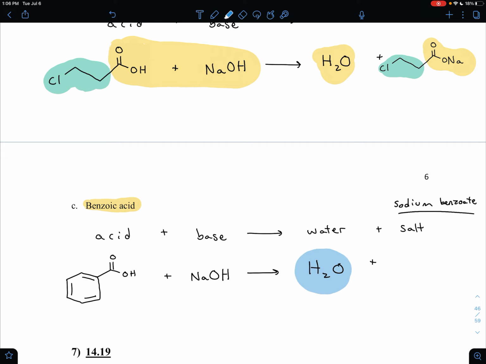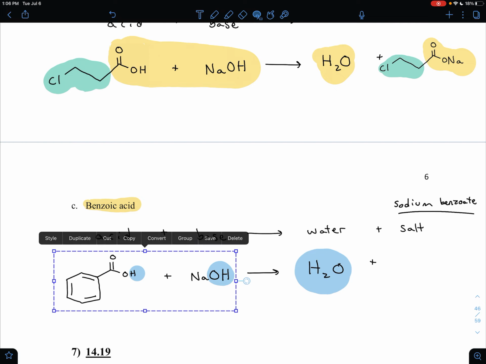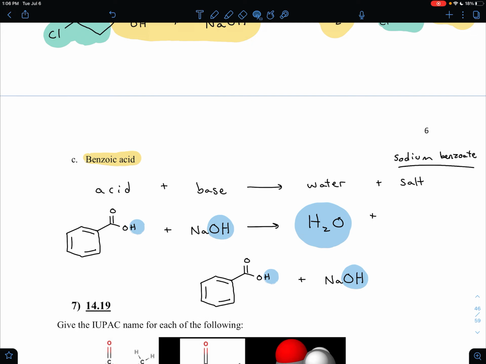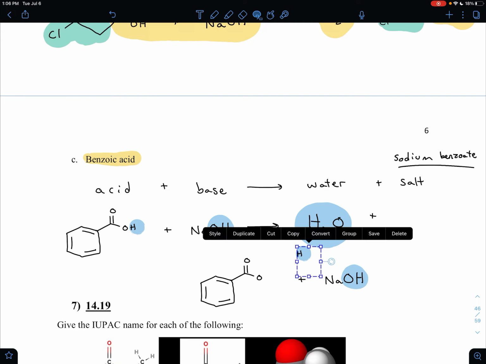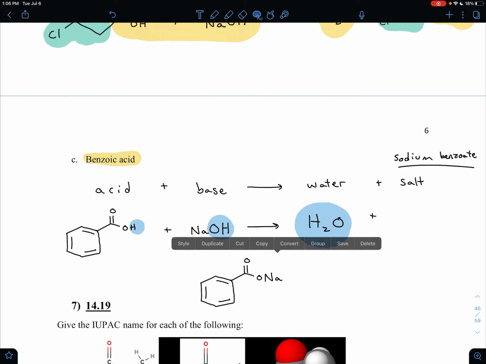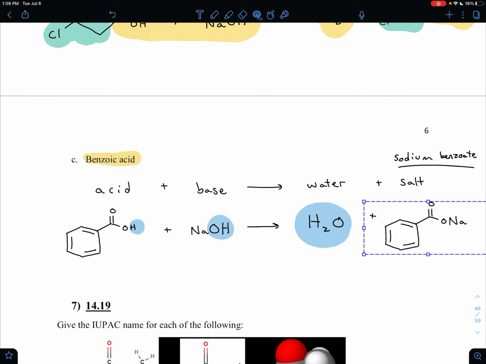Where are you getting the H2O? The acid donates an H+, the base donates the OH-. So the salt is just whatever's left over after those two combine. So here we can see the H of the acid combining with the OH of the base. That gives us our HOH, or our water, H2O. And then what's left over, the sodium, combines with that oxygen there that lost its hydrogen. And that's called sodium benzoate, this molecule here, sodium benzoate.